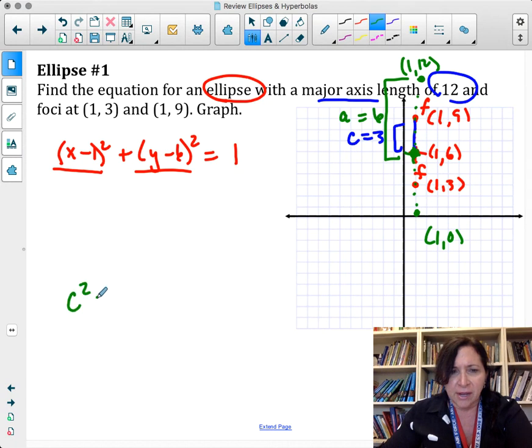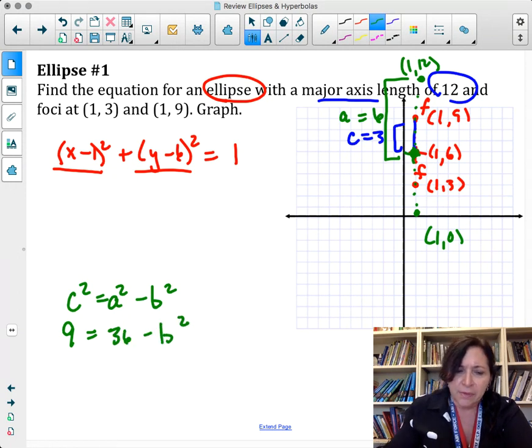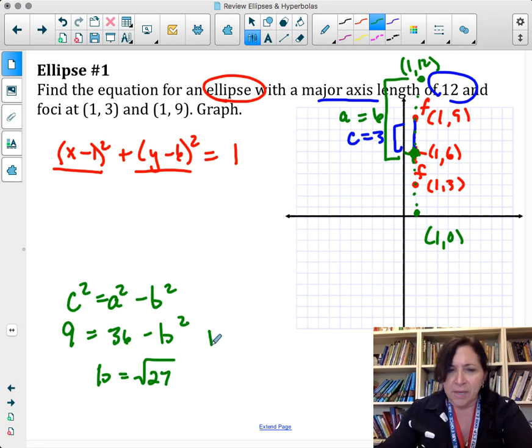So from my focal point formula, I know that c squared is equal to a squared minus b squared. And so we know that c is 3, so that's going to be 9 is equal to a squared, which is 6 squared, which is 36, and then minus b squared. So when I subtract 36 from 9, I'm going to get negative 27. Divide by negative 1, and b squared is equal to 27.